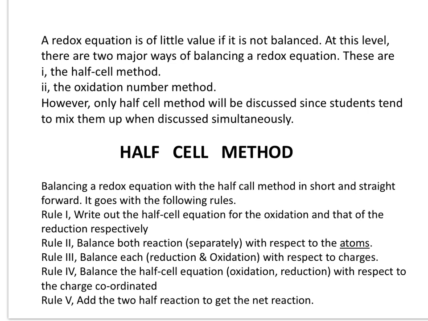So first you balance with respect to atoms, then you balance with respect to charges. Rule 4. Balance the half-cell equation with respect to the charge coordinated. And then rule 5. Add the two half reactions to get the net reaction. So after balancing the two reactions, that's the oxidation and reduction, you add up the two half reactions to get the net reaction.